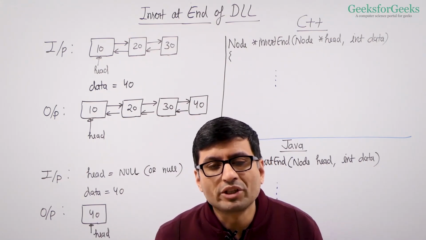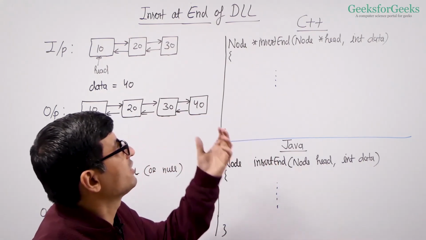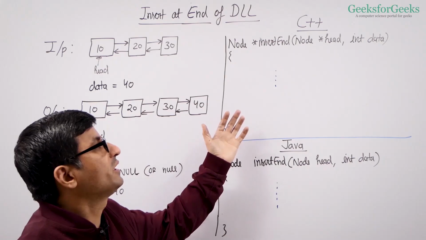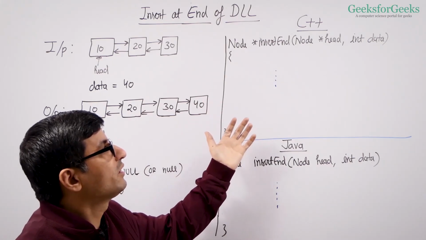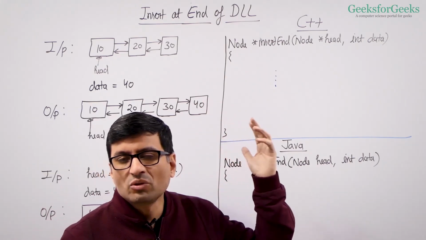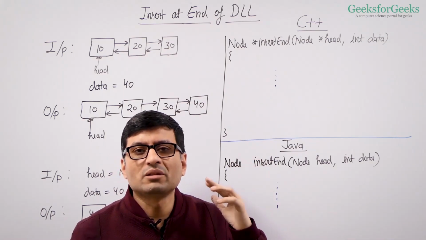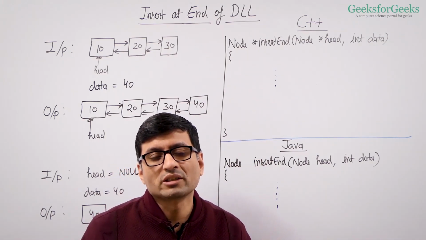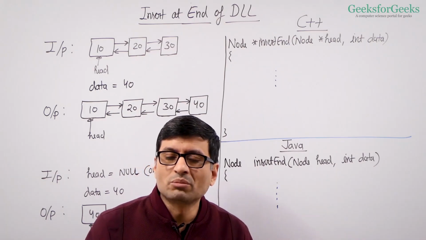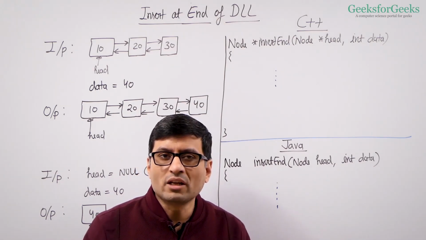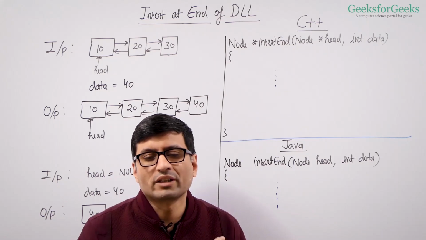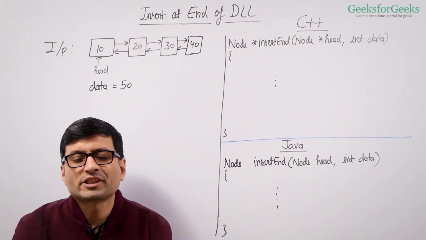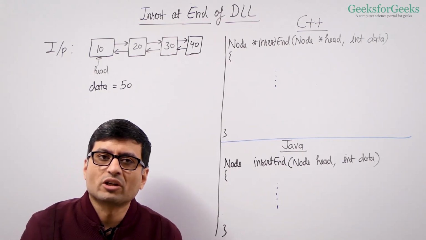Now please pause this video and try to write down this function that takes head as a parameter, data as a parameter, inserts a new node with the given data at the end and returns the modified head of the linked list. Please note that head is only modified when your given head is null, otherwise it is not modified, it remains as it is. Let us consider this example to understand the algorithm.